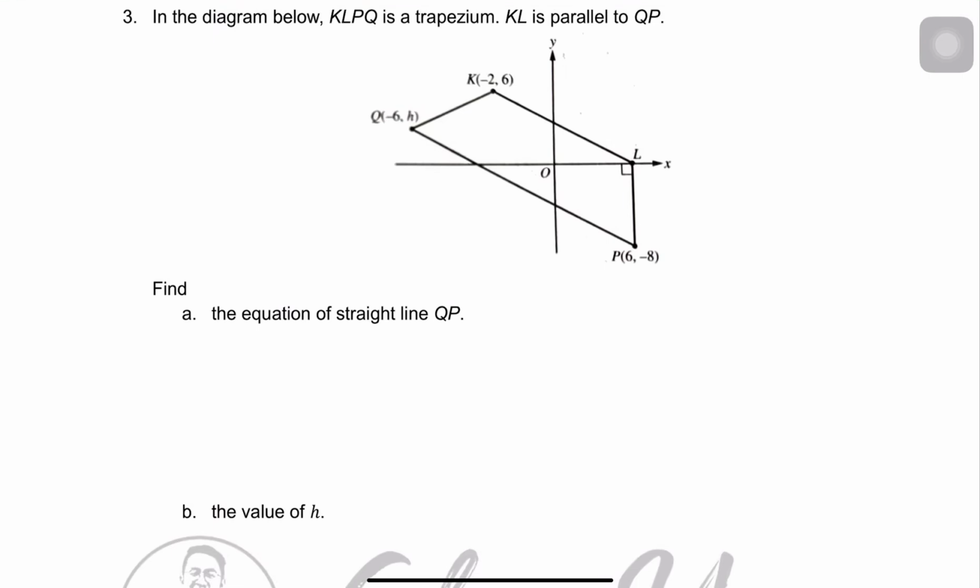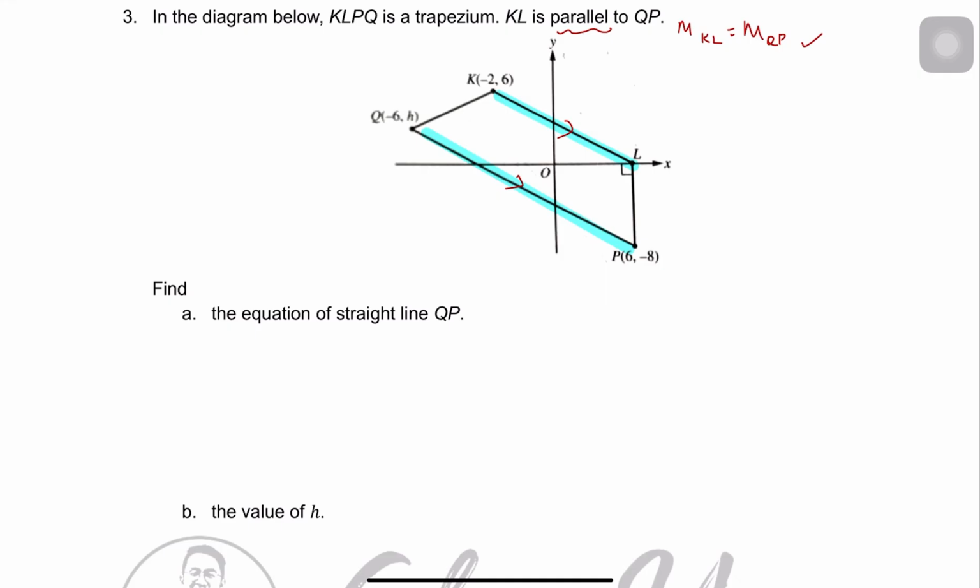Right, question 3. In the diagram below, KLPQ is a trapezium. KL is parallel to QP. So these two lines, they are parallel. And since you have a parallel in these two lines, you should know their gradient for KL and gradient for QP. They are the same.